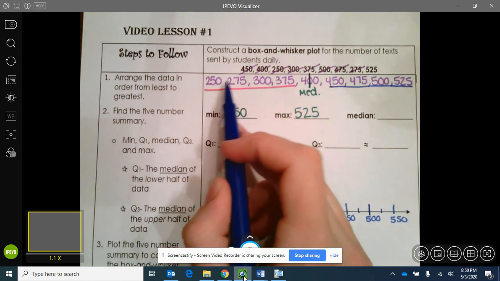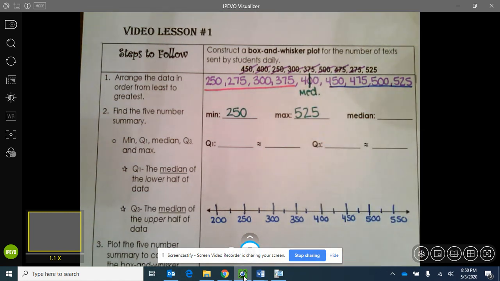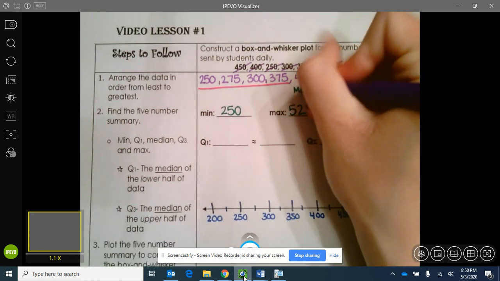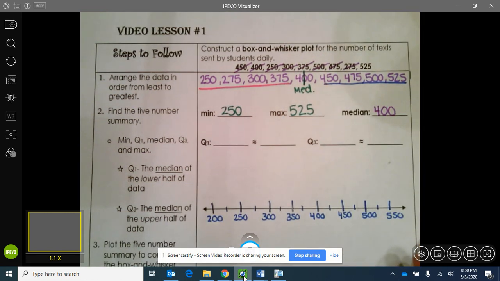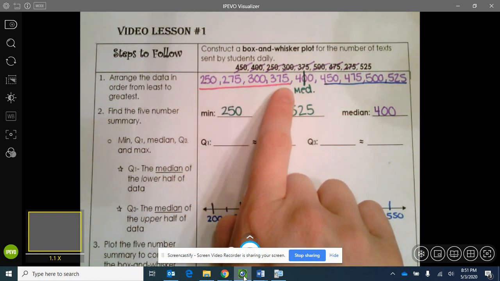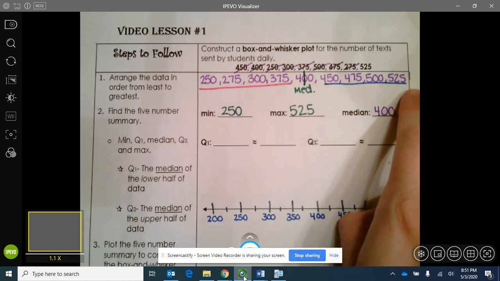Now, when I find the median, what I always do is draw a line wherever the median is. So our median here is 400, so you'll notice that I drew a line right where the median is. The reason why I do that is because in order to continue calculating the lower quartile and the upper quartile, we need to know which data values are in the lower half of our data and which data values are in the upper half. So these 4 data values are in the lower half of my data. These 4 data values are the upper half of my data set.